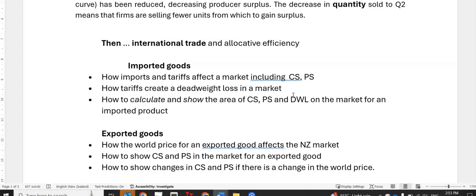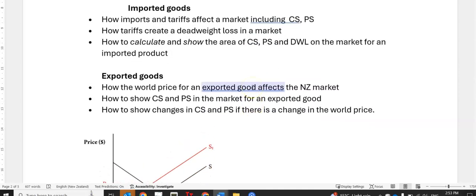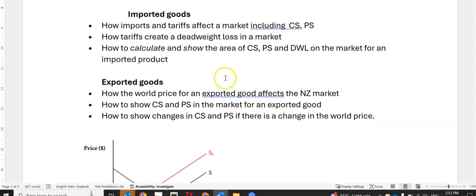You do need to be able to calculate the areas as always. Again, it's just rectangles and triangles once you can find those areas on the graph. You also need to be able to, for exported goods, explain how the world price for exported goods affects the market, and be able to find those things. Again, when you're doing your explanation, what's happened to the price for producers or consumers, what's happened to the quantity, it all comes back to that.